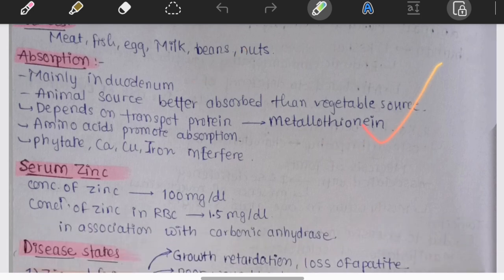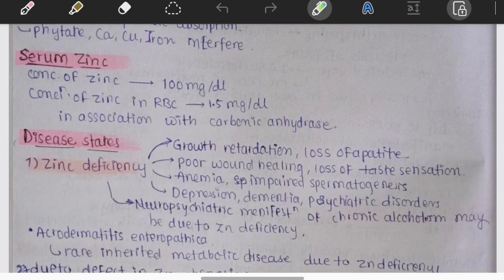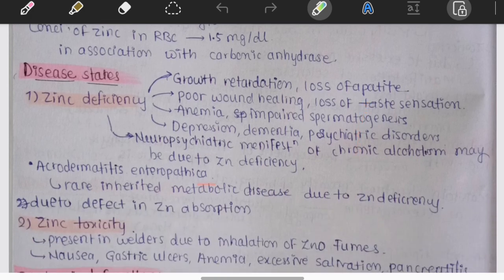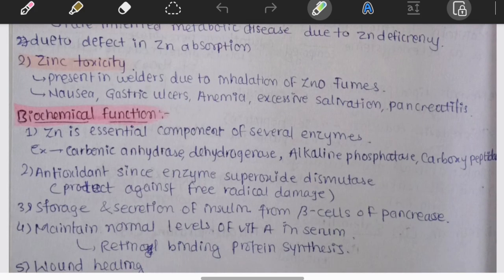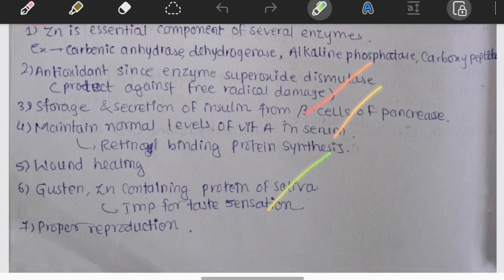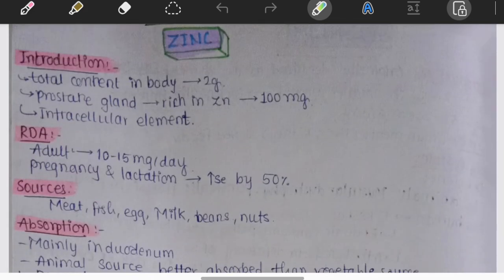Zinc deficiency causes growth retardation, poor wound healing, loss of appetite, loss of taste sensation, and impaired spermatogenesis. There is a rare inherited disorder, Acrodermatitis Enteropathica. Antioxidant enzymes like superoxide dismutase are required, along with insulin storage, vitamin A transport, wound healing, taste sensation, and reproduction. Here we covered all the zinc topics.